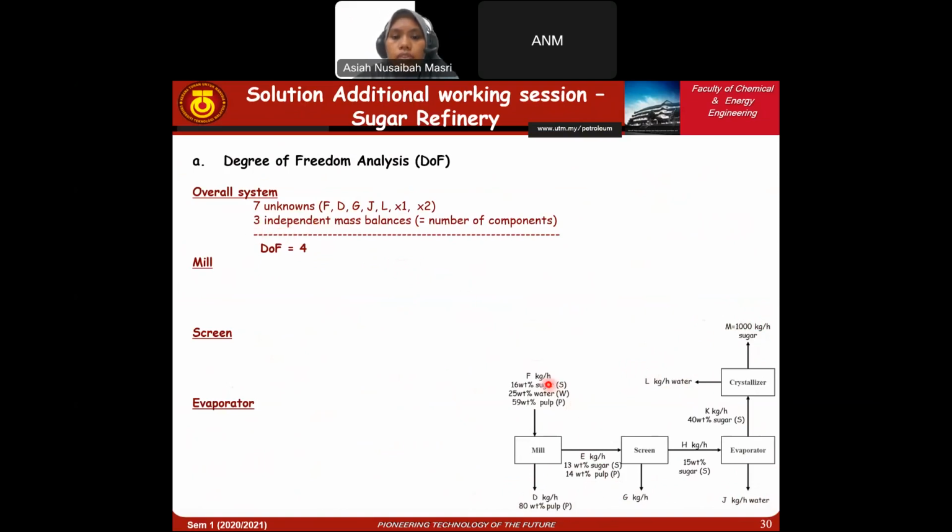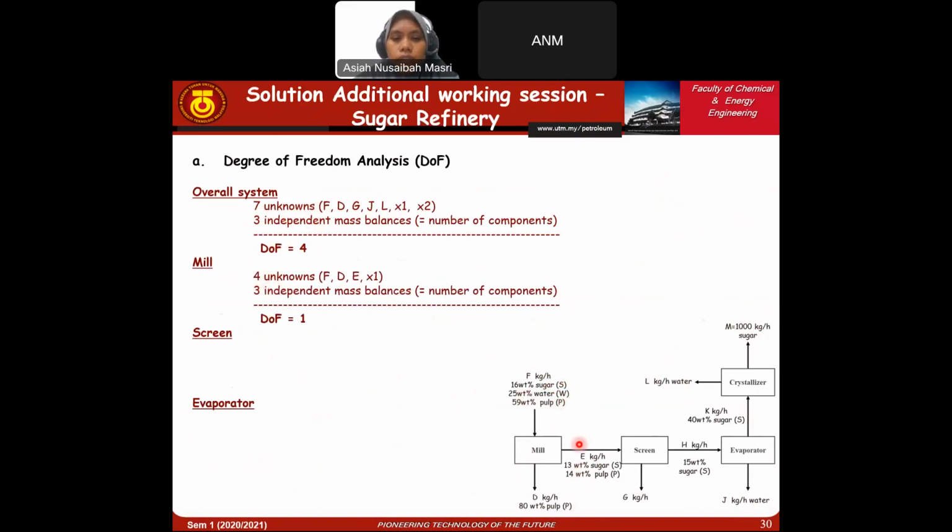Here we have 3 components: S, which is sugar, water, and pulp. Therefore, we have 3 independent mass balances. So when we deduct, DOF is equal to 4. So we cannot solve the problem starting with the overall system. Now we try the first unit, which is the mill. So how many unknowns do we have?